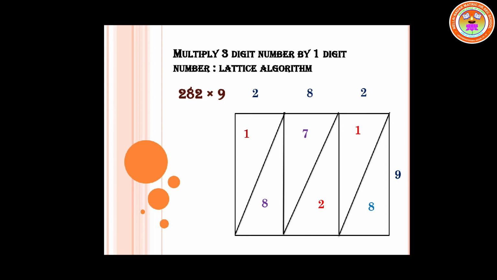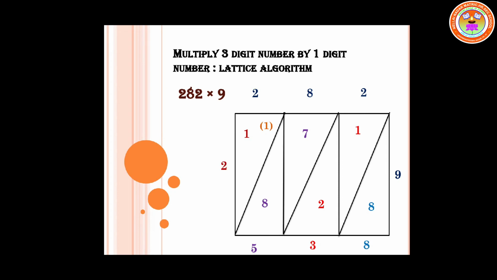So what is the number in the diagonal? Only 8. So you will write 8 first. Now the previous diagonal, 1, 2 is there. So adding 1 plus 2 it is 3. Next we move on to the next diagonal. There are 2 numbers, 7 plus 8. So 7 plus 8 is what? 15. So 5 is there and 1 is the carryover. Now we have only 1 with the carryover. So adding 1 plus 1 it is 2.